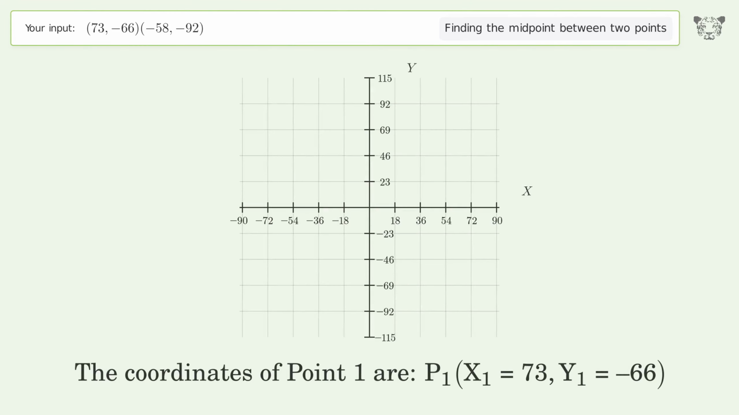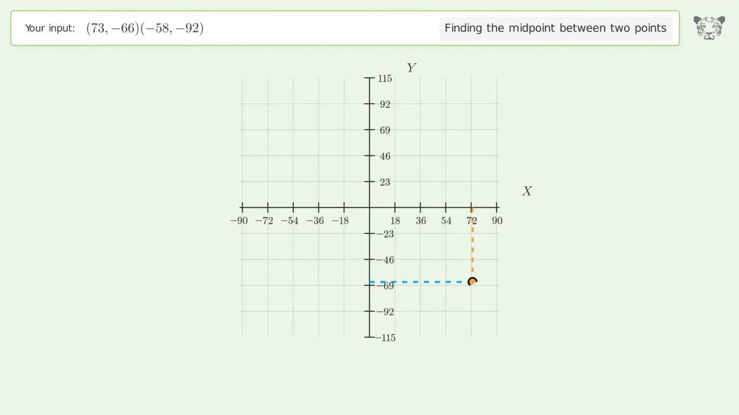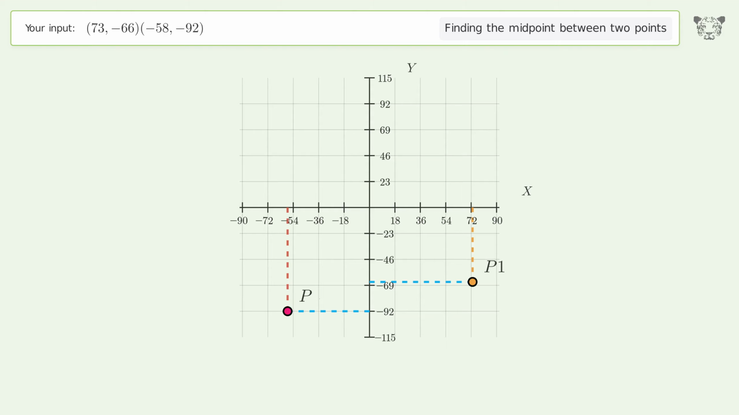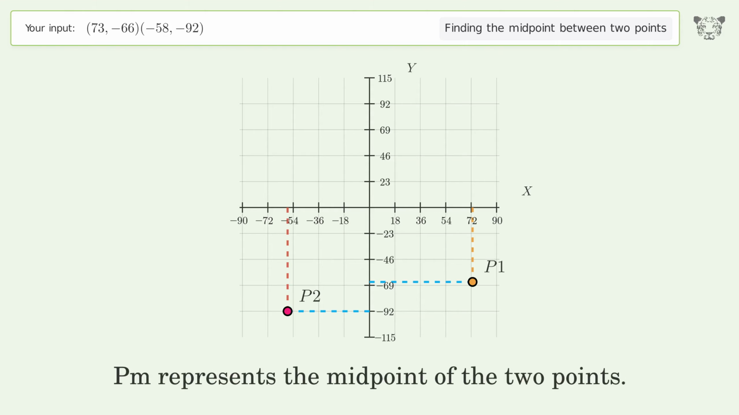The coordinates of point 1 are, x1 equals 73, y1 equals negative 66. The coordinates of point 2 are, x2 equals negative 58, y2 equals negative 92. PM represents the midpoint of the 2 points.